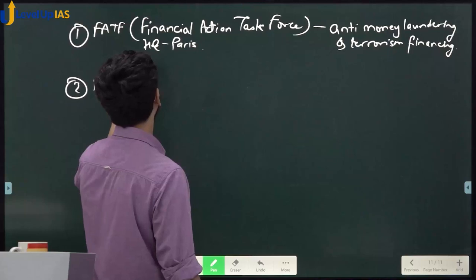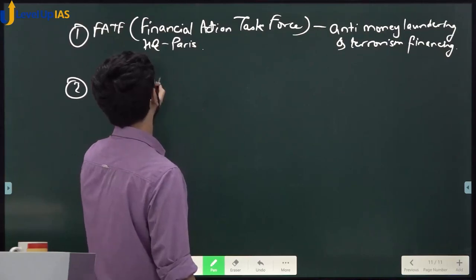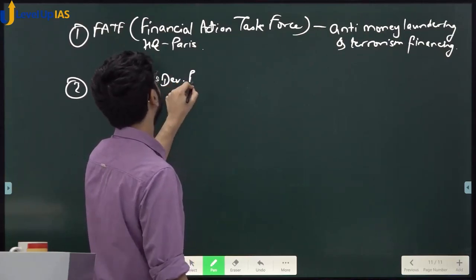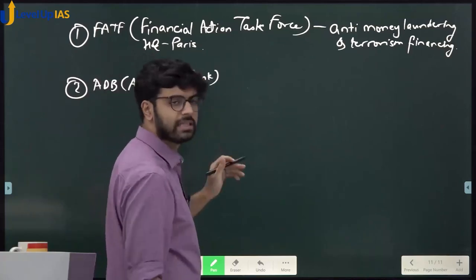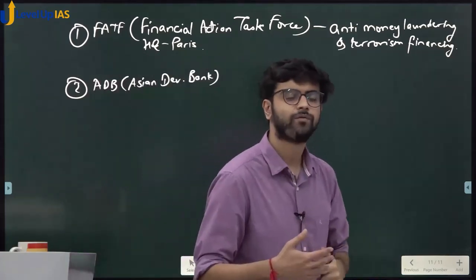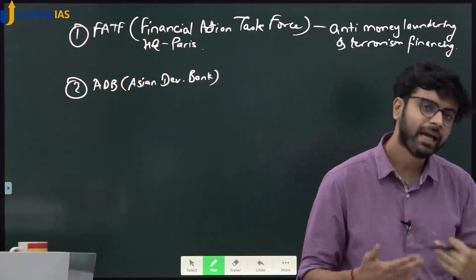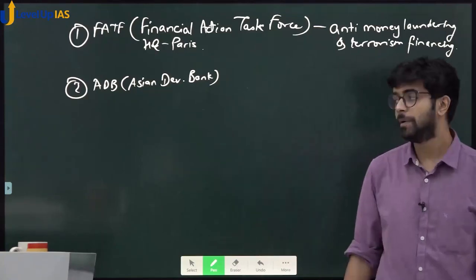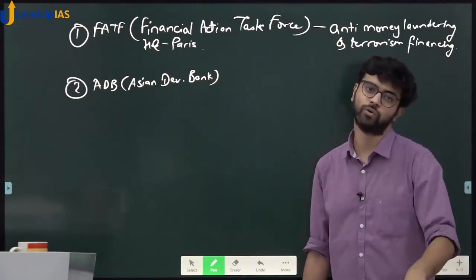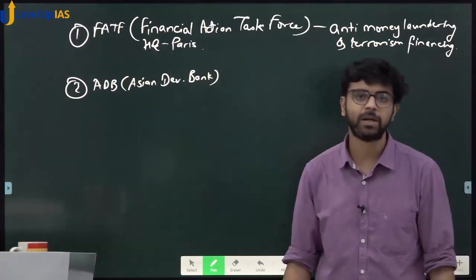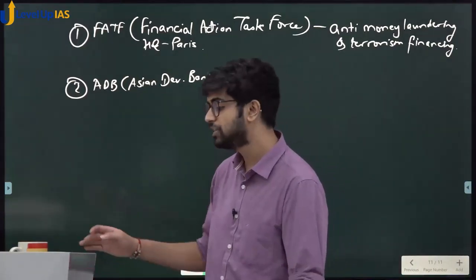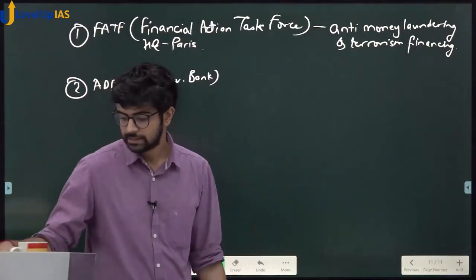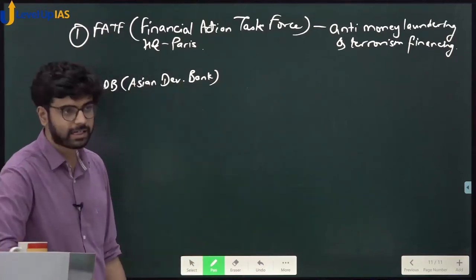ADB. क्या है ADB? Asian Development Bank. This is a bank which gives money for projects in mainly Asian countries. Sir, are the members of ADB only Asian countries? No, they have America, they have European countries also as members. But this is called Asian Development Bank. Itna samjha, Asian Development Bank.